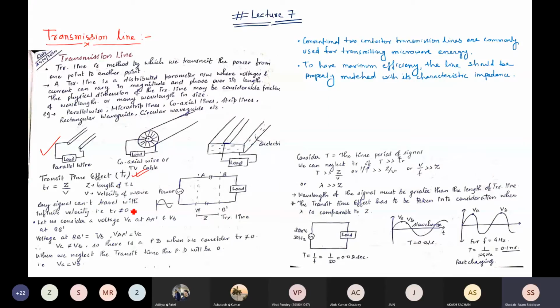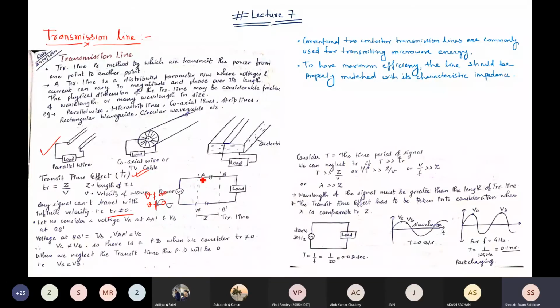Any signal cannot travel with infinite velocity, so V cannot be infinite and V cannot be zero. This velocity should be some finite value. If this becomes zero, that means there is no wave traveling from source to the destination side. So if the wave is having some finite velocity and Z is having some finite length, the transit time will be some finite value. Transit time should not be equal to zero, and it should be finite.